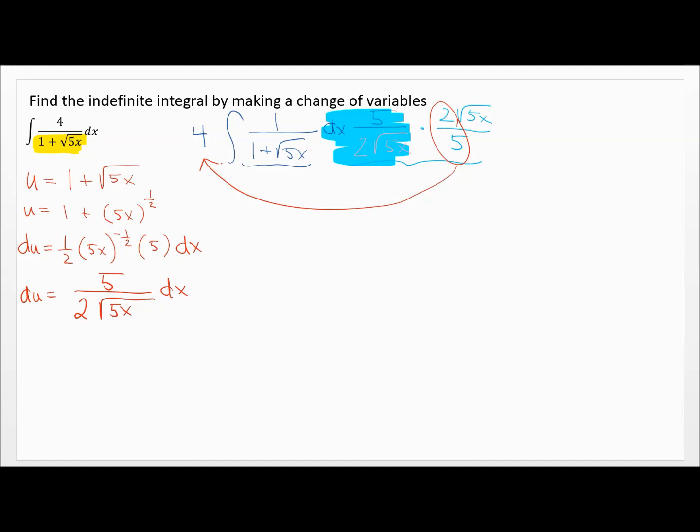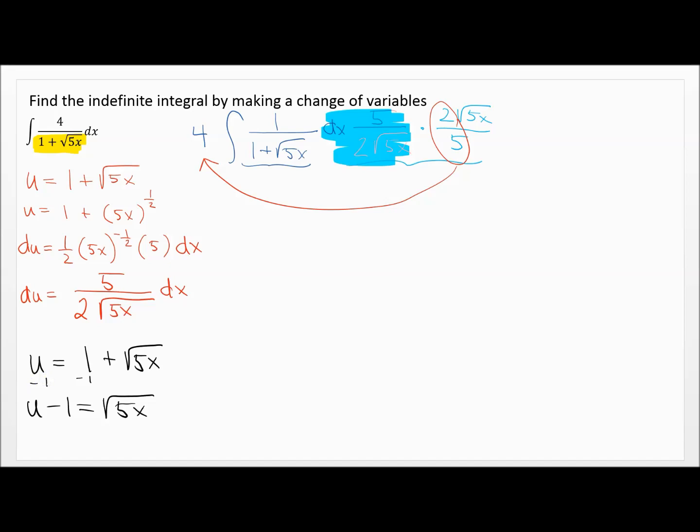The question is, what do I do with this extra square root of 5x that I don't need? Well, look, right back here, remember we have, I'm going to rewrite our first line. U is equal to 1 plus the square root of 5x, right? Well, if I need to substitute for the square root of 5x, I can just subtract 1 from both sides, and I can say u minus 1 is equivalent to the square root of 5x. Again, how did I get that? I just subtracted 1. There I am.